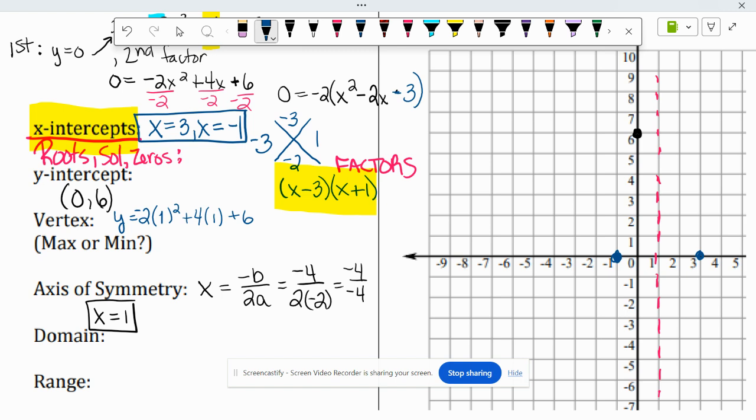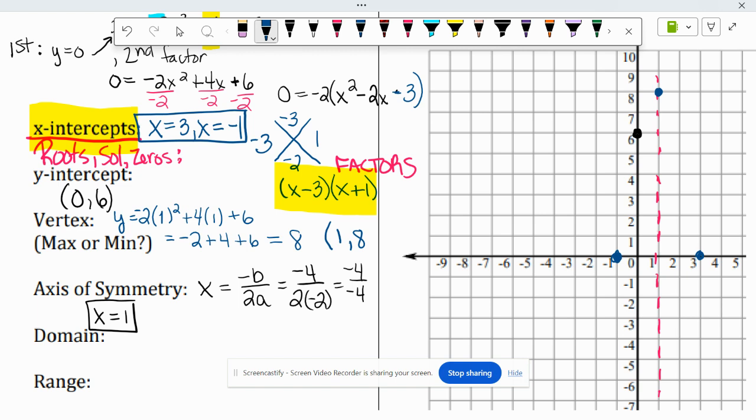So what is 1 squared? 1. What's negative 2 times 1? Okay, so I have negative 2. And what's 4 times 1? Plus 4 plus 6. Negative 2 plus 4 plus 6 is? What's negative 2 plus 4, or 4 minus 2? 2 plus 6 is? Okay. So that's what y equals when x is 1. So the vertex is the ordered pair 1, 8. So I'm going to plot that point.